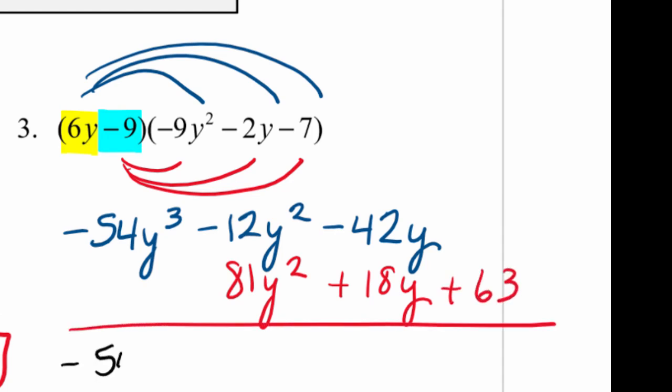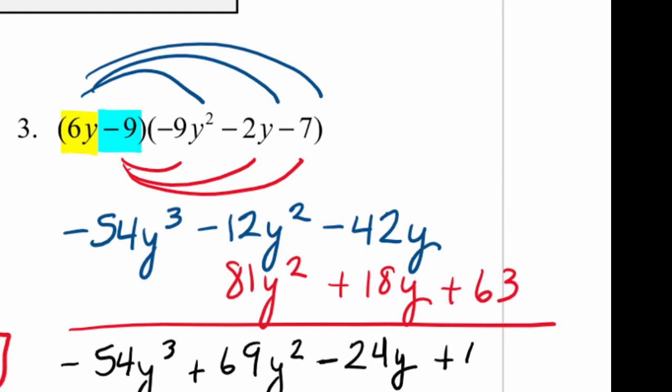here, -54y cubed. Here we have a positive 81 with a -12, so that's going to be a positive 69y squared. So we have to subtract those two, right? And then we have here a -42y and a positive 18, which is a -24y, and then plus the 63, our final answer.